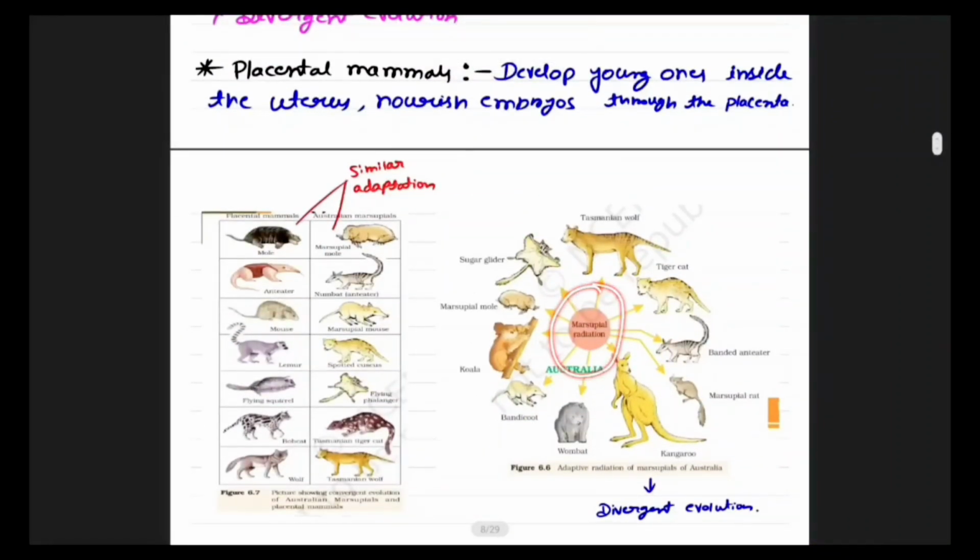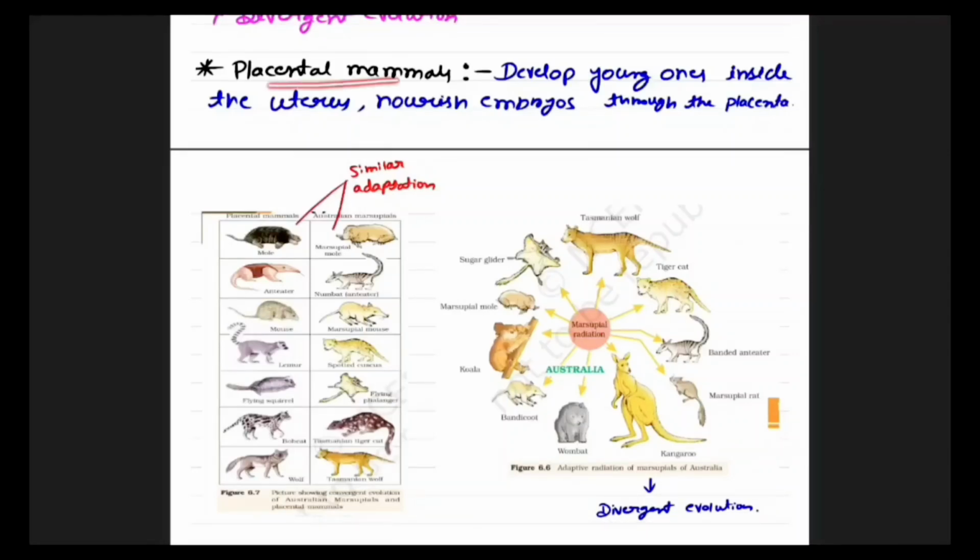Australia became separated from other continents. So, marsupials evolved independently for millions of years. These Australian marsupials came from a common ancestor and became different due to adaptation to different habitats. That means they are showing divergent evolution.